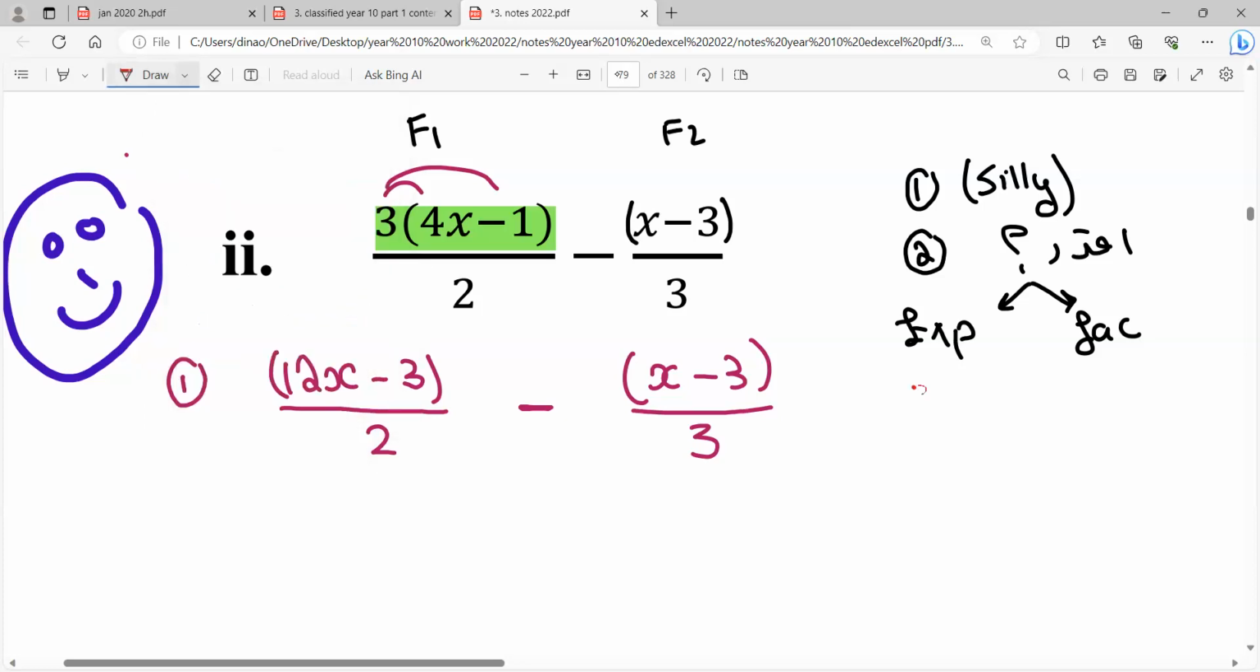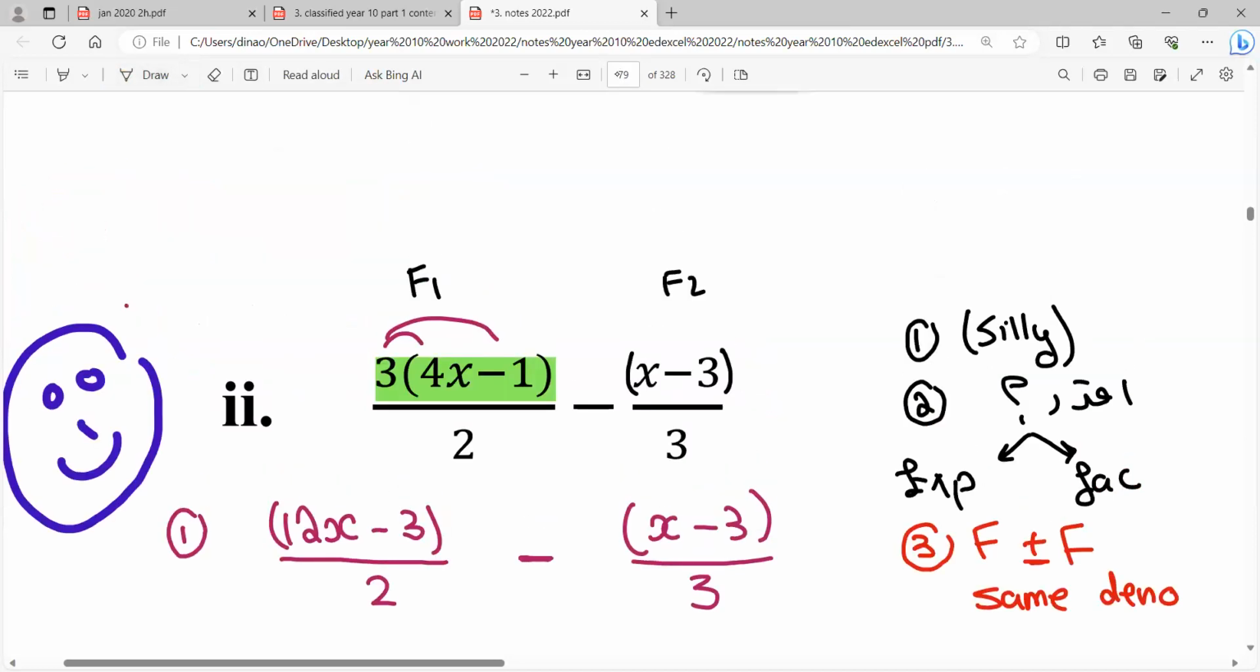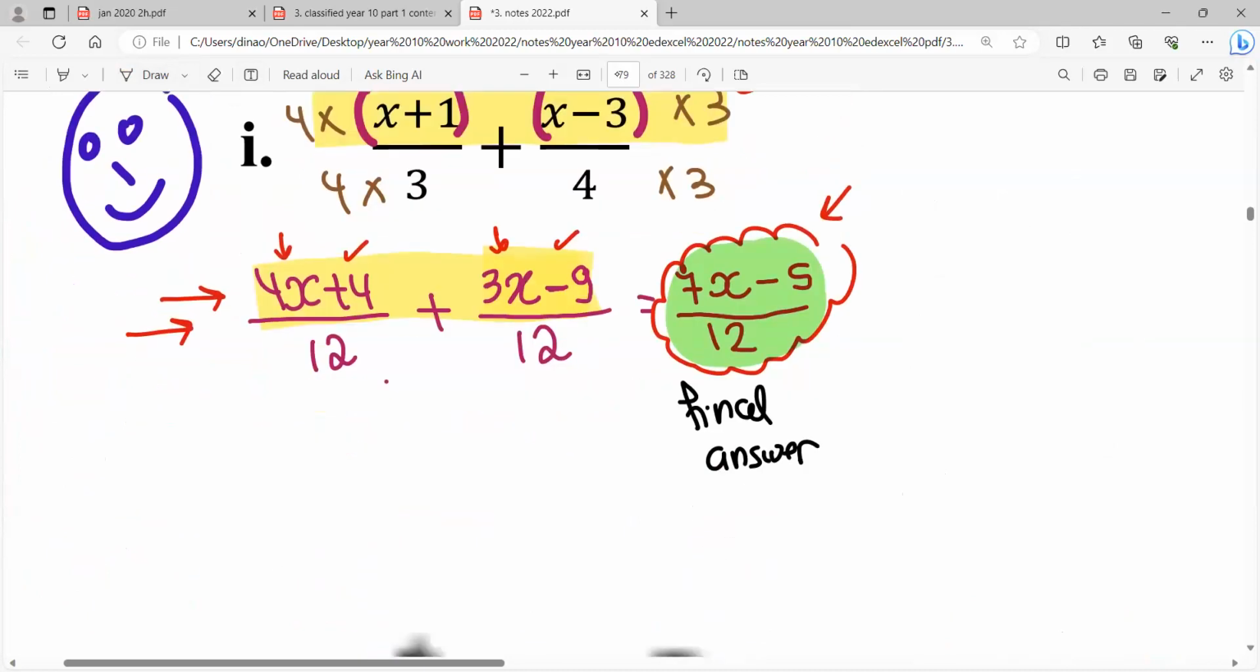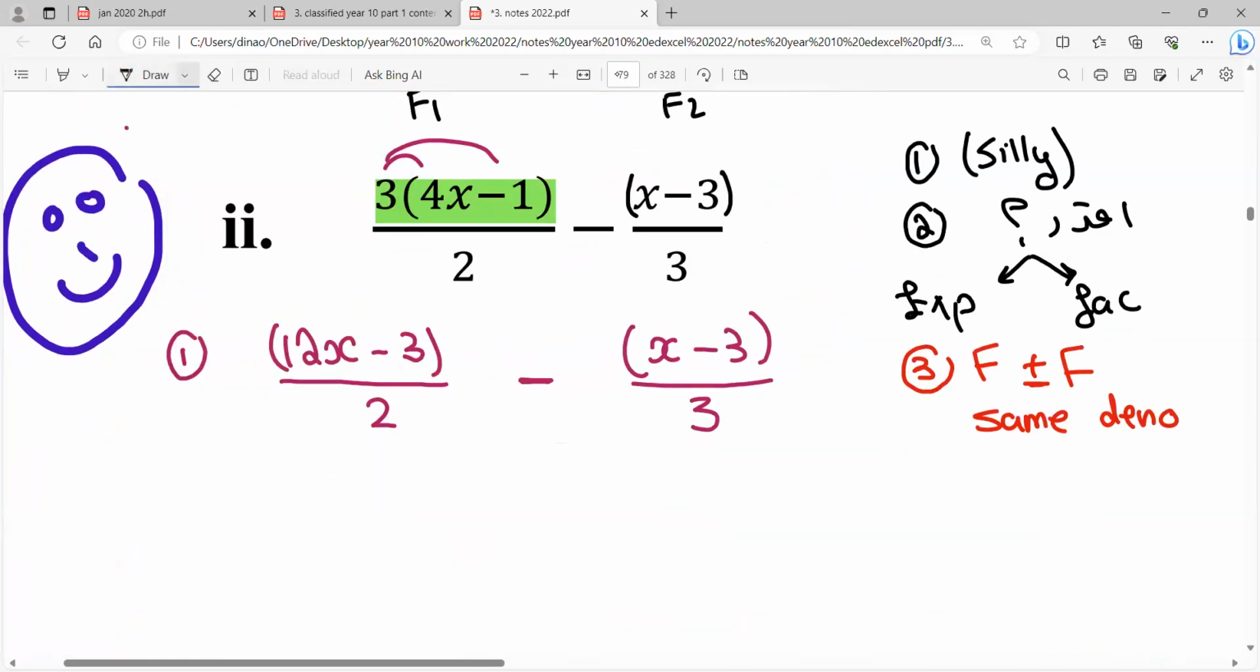And then I move on to step number 3, which is the same denominator step, because as we said, fraction plus or minus fraction, again, F stands for fraction. We must have the same denominator. Now, in the previous question, question number 1, it was addition, so I had no problem. Sometimes the subtraction questions are a bit annoying, and I will tell you now the trick for subtraction. So now we are in step number 3, the same denominator step.